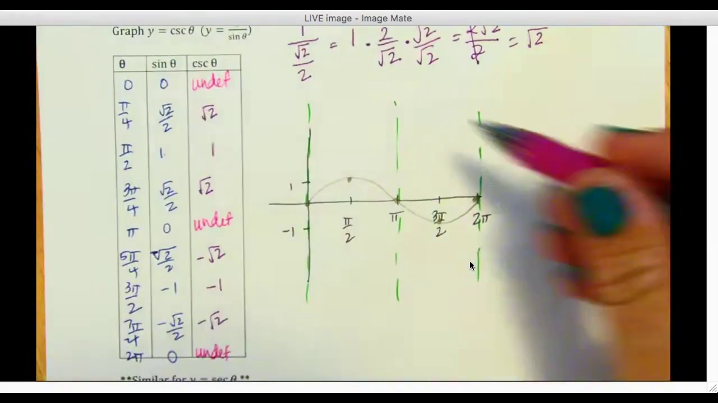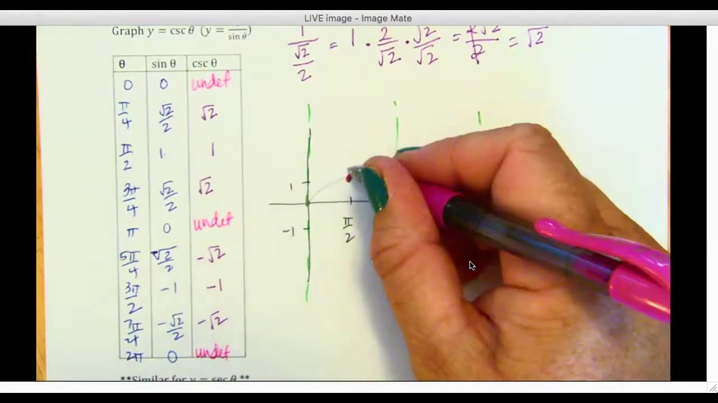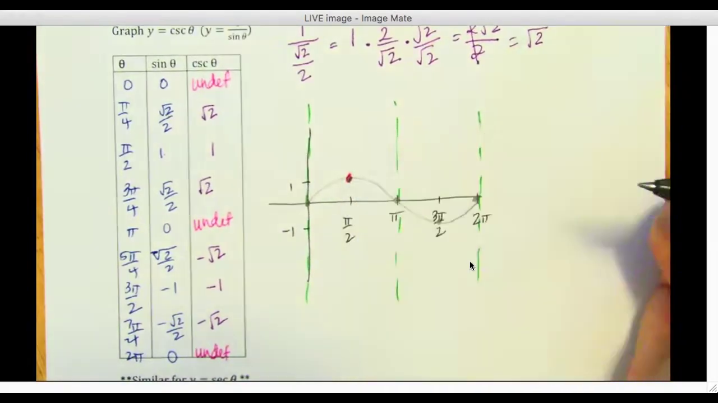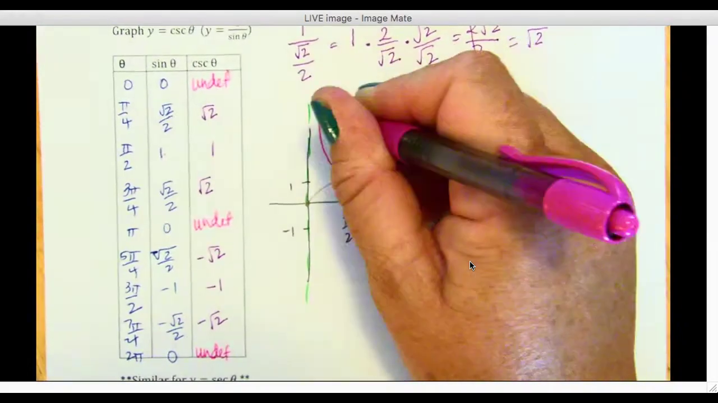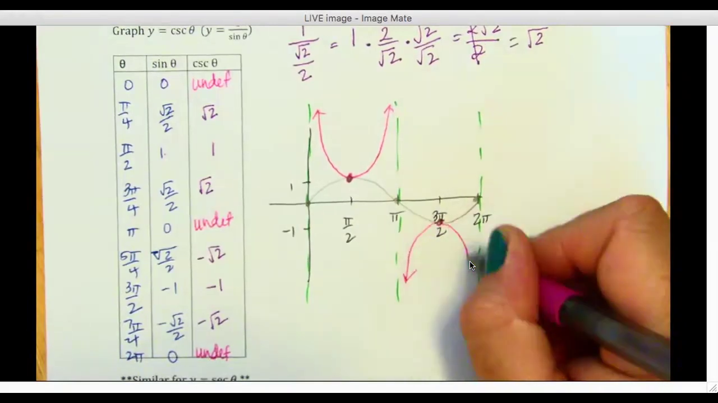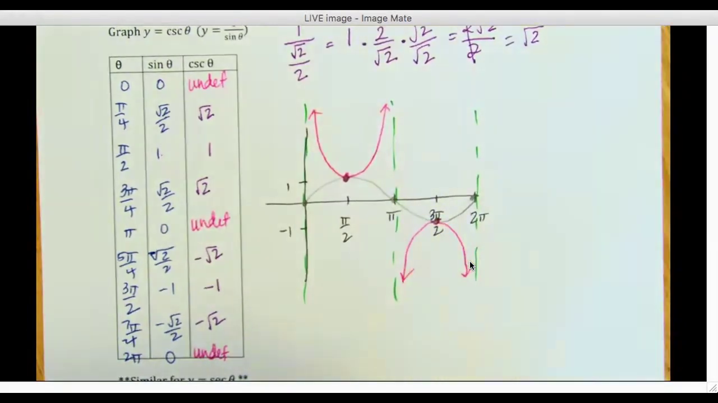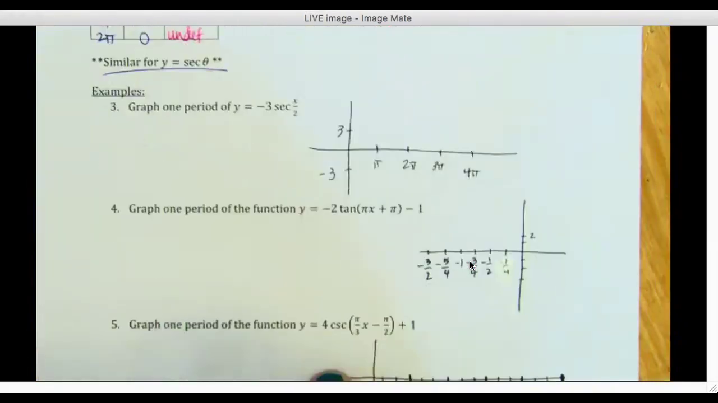And then wherever sine equals 1, cosecant shares that value. So you shouldn't have a point hovering above it. They should share this point, and then cosecant curves up. And then they share this point at -1, and cosecant curves down. And that's how you would graph cosecant. Graphing secant is very similar. You could go through the same kind of process, but with cosine.